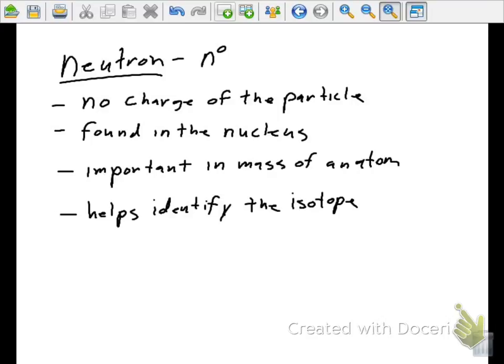One is called protium. Protium has 1 proton, no neutrons. So protium is basically just a proton, without an electron. That's for hydrogen. Then you've got deuterium. If you've ever heard of heavy water, it's water that has more deuterium isotopes. Deuterium has 1 proton and 1 neutron in the nucleus. And then you've got tritium, which has 1 proton and 2 neutrons in the nucleus.